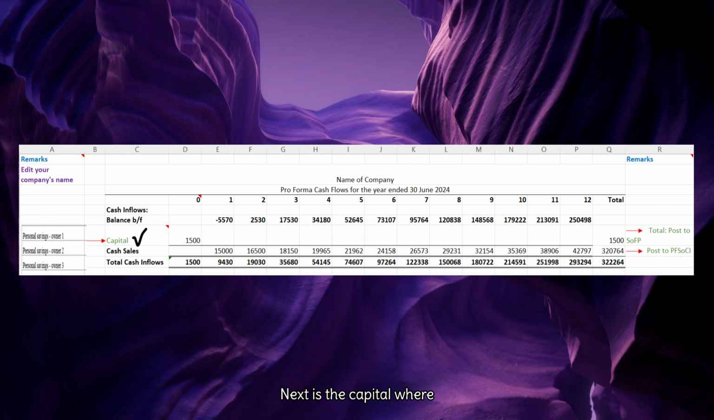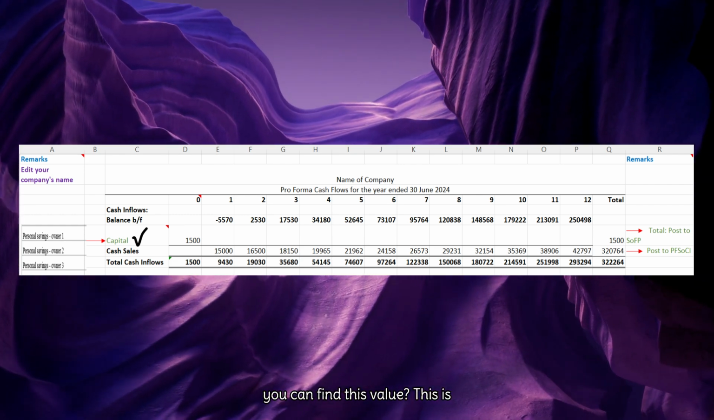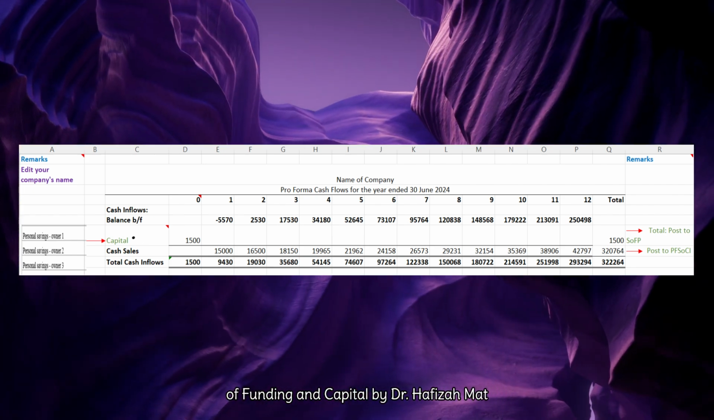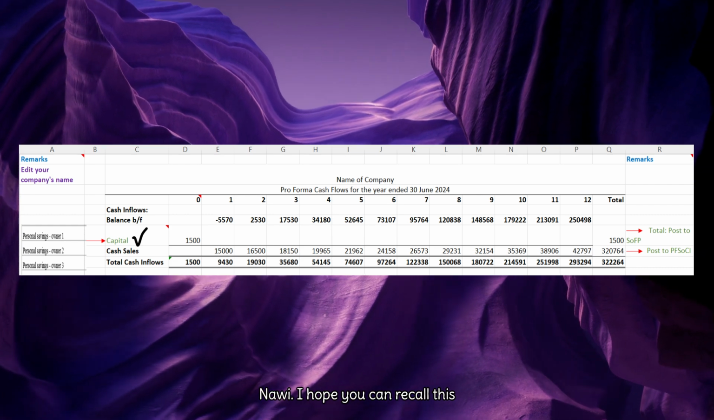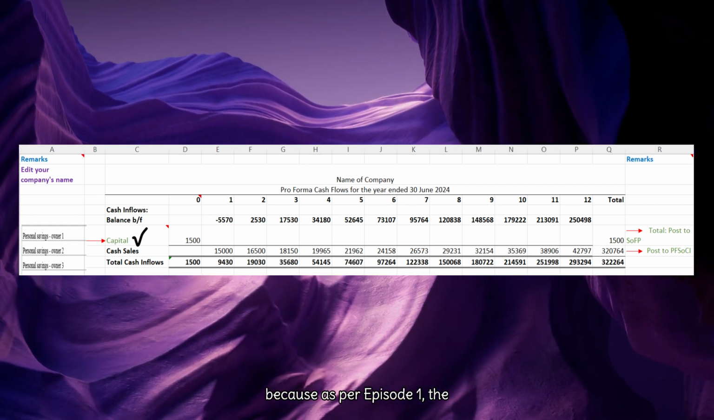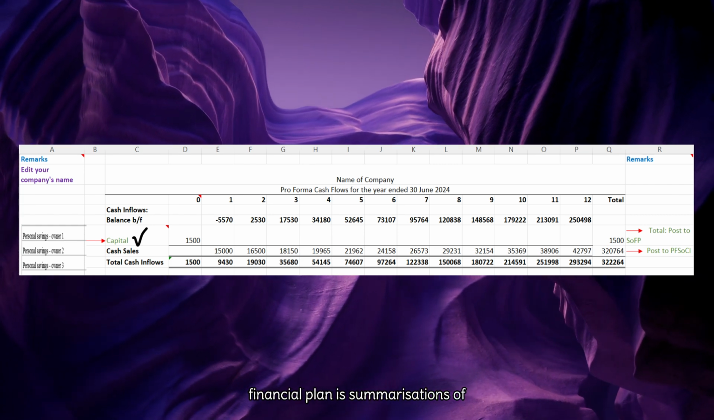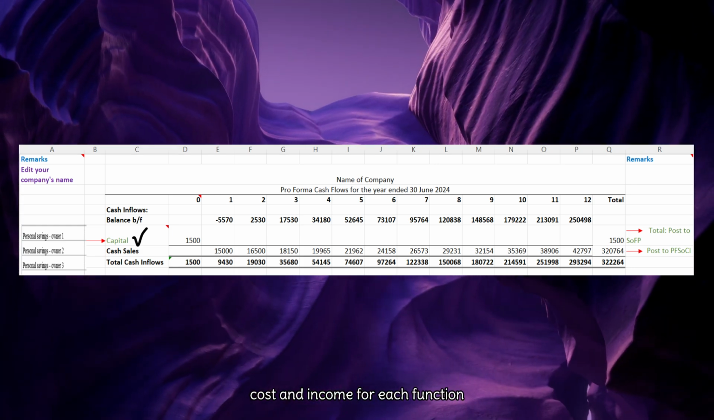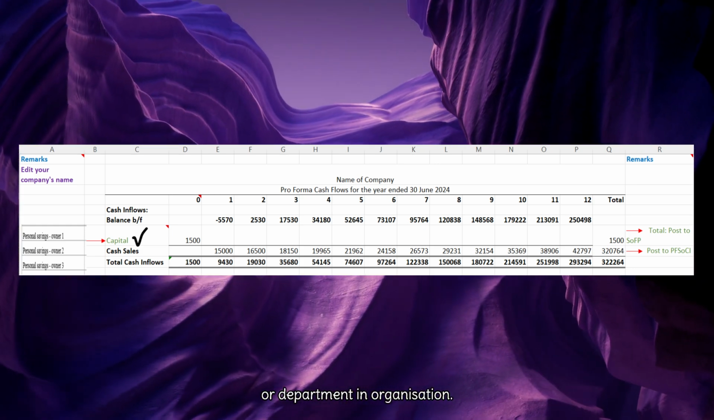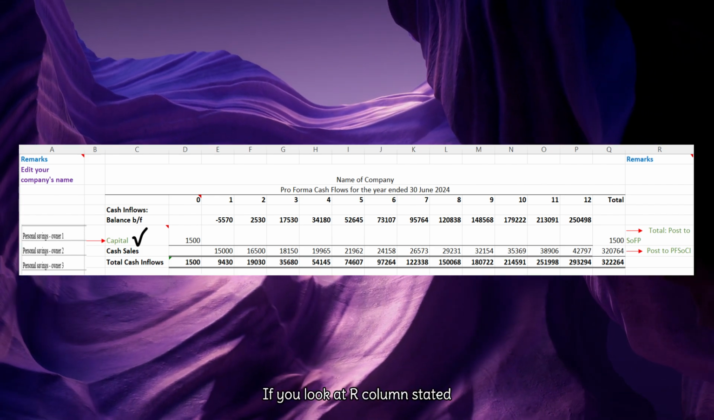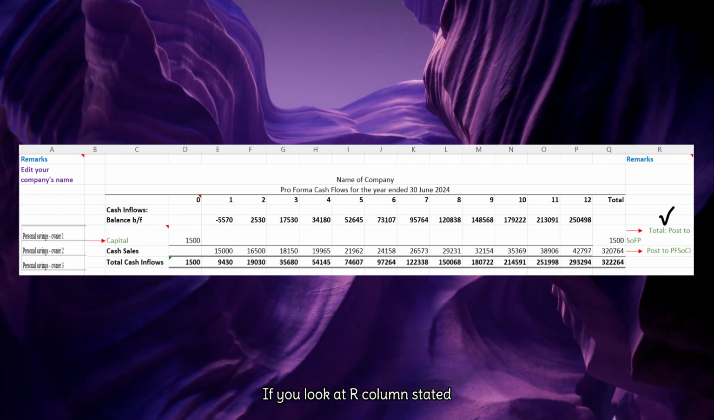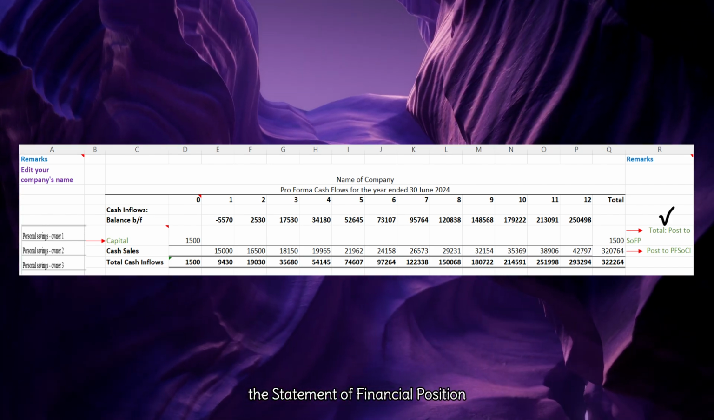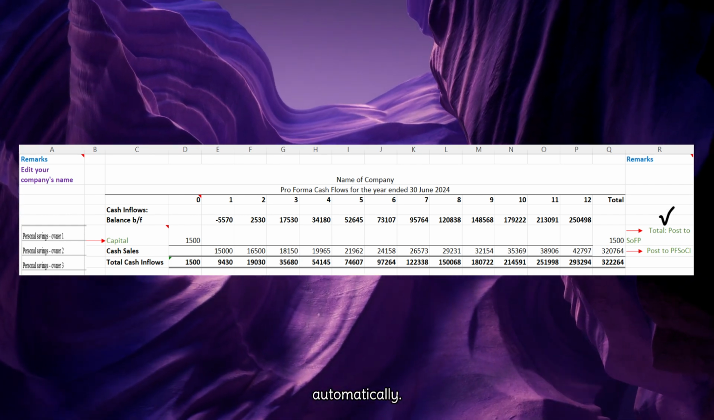Next is the capital. Where you can find this value? This is coming from last topic, Sources of Funding and Capital by Dr. Hafizah Matnawi. I hope you can recall this because as per episode 1, the financial plan is summarizations of previous lectures relating to the cost and income for each function or department in organization. If you look at our column, it is stated owner's capital, right? And this balance will be brought to the statement of financial position automatically.